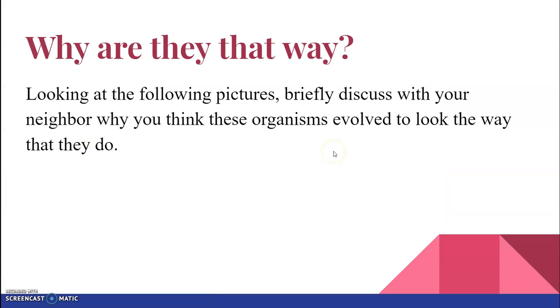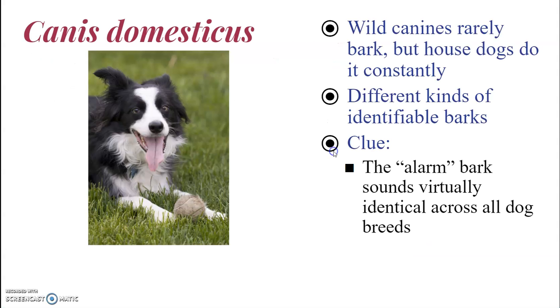So we're going to start off today with just thinking about different organisms and trying to determine why they are that way. We're going to look at some pictures and I'm going to give you some clues, and I want you to think to yourself why you think these organisms evolved to look the way that they do now. So here's the first one.